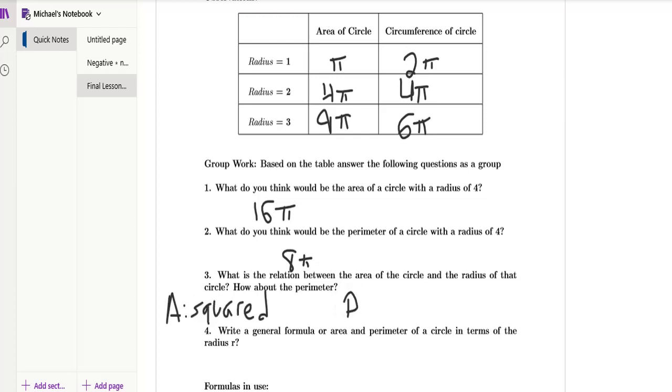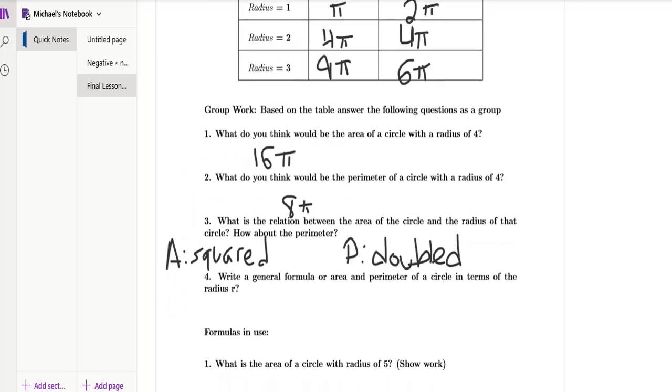For perimeter, when it was 1, we had 2. When it was 2, we had 4. When we had 3, it was 6. And when we had 4, we're guessing it was 8. So for that one, it looks like it's doubled, right? With 1, 2, 2, 4, so it's doubled.